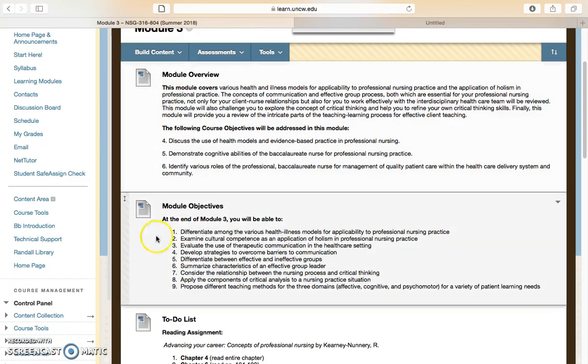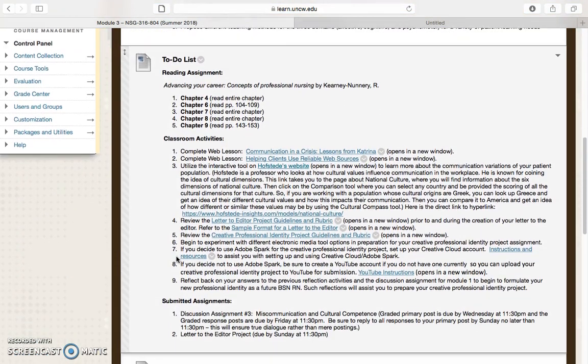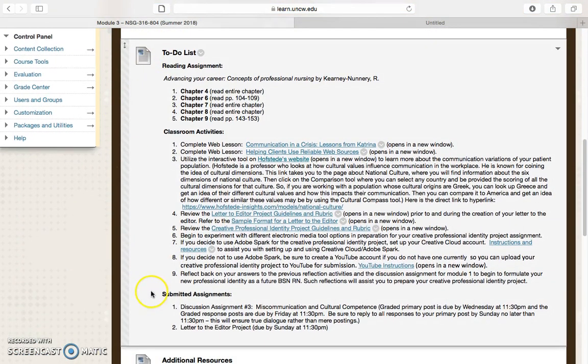As usual, you have your module overview and your module objectives. But let's focus more on your to-do list for this week. You do have your reading assignments that will help you with your discussion and also your learning about concepts of miscommunication and holistic health models.